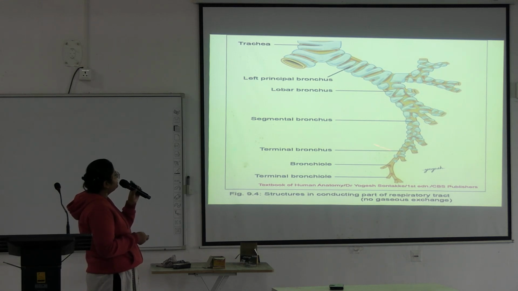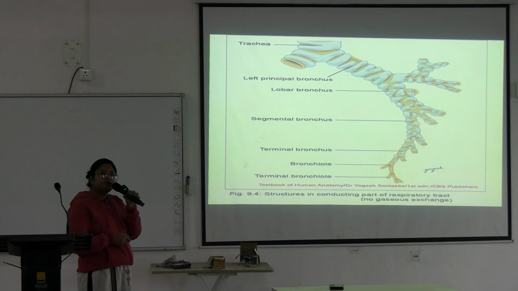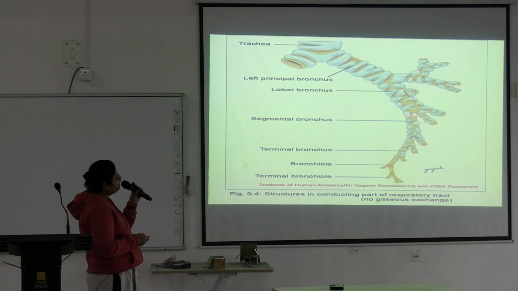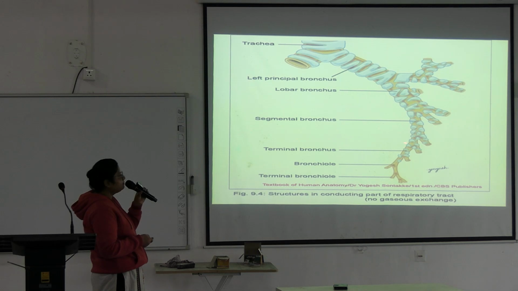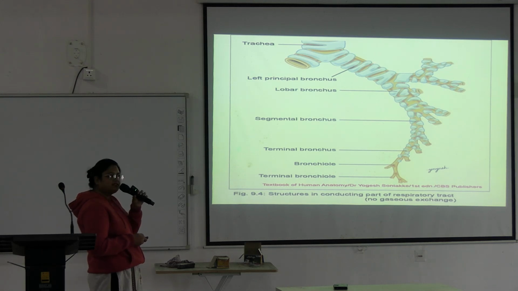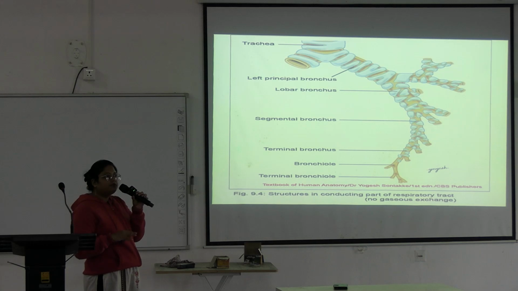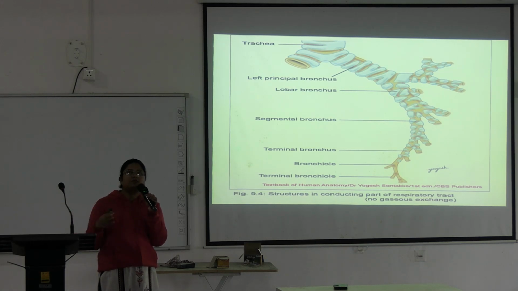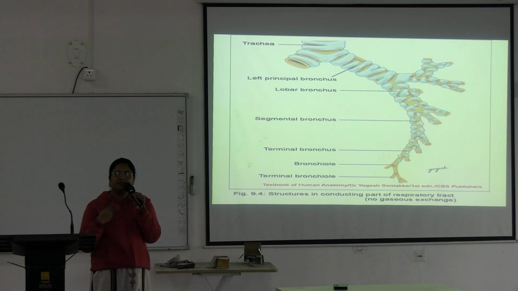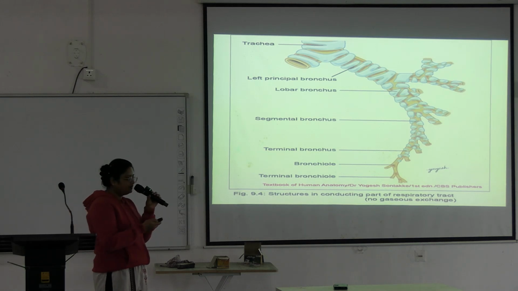Lobar bronchi again divide into segmental bronchi for each of the bronchopulmonary segments. After that multiple divisions occur up to the terminal bronchus, and the terminal bronchus divides into bronchioles, and you can see these white portions are the cartilage. Okay, bronchioles do not contain any cartilage and do not have any mucus glands, whereas in the bronchi up to the terminal bronchus you will see in the section the presence of cartilage, and also mucus glands are present in the wall of these different bronchi.